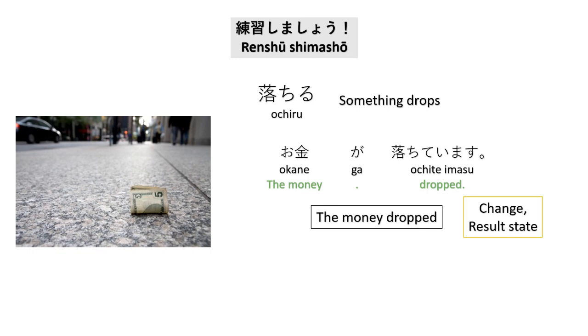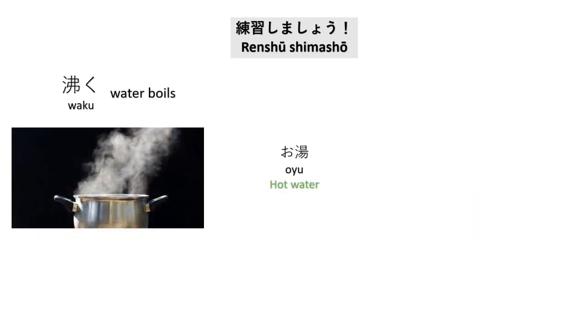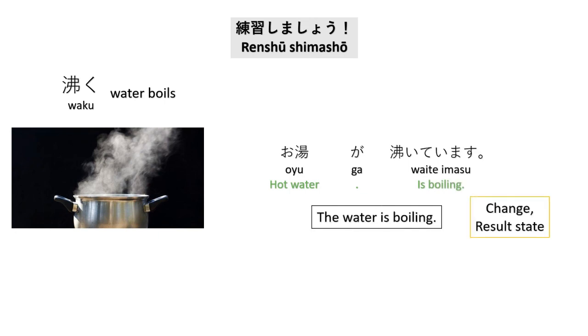Ochiru. Something drops. Okane ga ochite imasu. The money dropped. Or the money is on the floor. So again, from being not dropped to being dropped on the floor. And so here we have oyu ga waiteimasu. The water is boiling. By the way, oyu means hot water. So literally this sentence means boiling hot water is boiling. But don't be confused. Just use oyu when using waku. Oyu ga waiteimasu. The water is boiling.